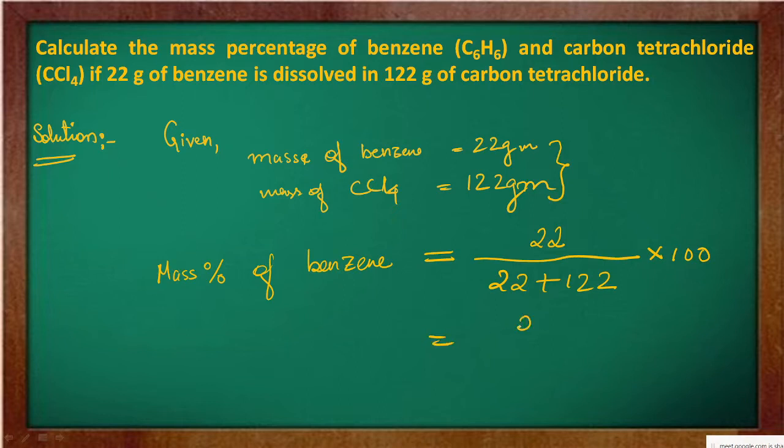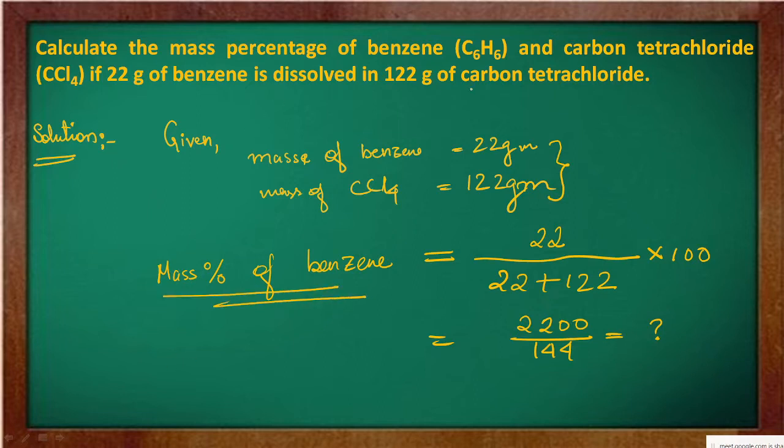So now 2200 divided by 144. Whatever percentage you get after dividing this, that is your duty. You have to pause the video and write all of this in your copies. So the mass percentage of benzene we have calculated.